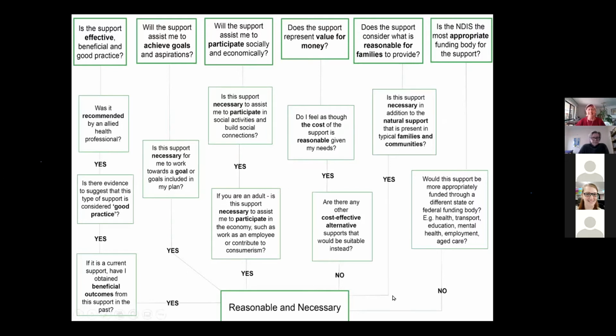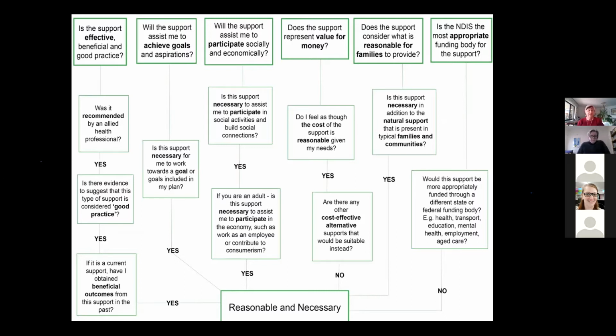And so it's useful to know that, because you need to go, okay, what information can I provide them that says, yes, it was recommended by an allied health professional, and how can I help them understand that this is necessary to assist the participant to be involved in social activities, and what can I do to help the planner understand that this is reasonable. It's something that is beyond what it's reasonable to expect families to provide. So I just refer you to that.